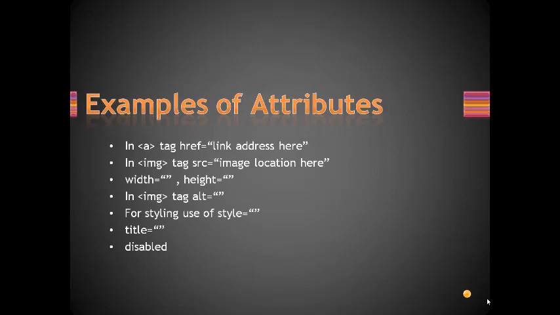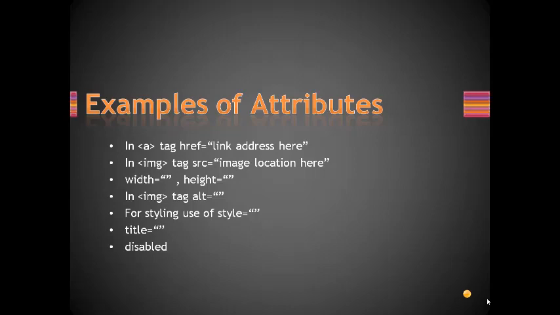In an a tag, href equals, in double quotation marks, is where we put a link address. The href is an attribute that adds extra information to the a tag. Similarly, in the img tag we have the src attribute, where we put an image location. Width and height are attributes. In img we also use the attribute alt, which stands for alternative.